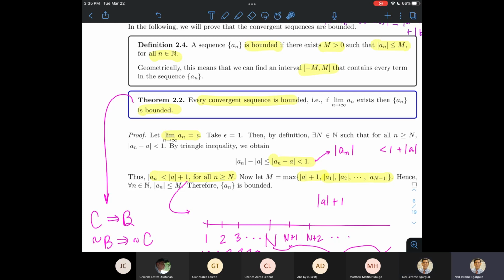Okay? So ibig sabihin kapag bounded, hindi siya necessarily convergent. So because we have found an example of a bounded sequence that is divergent.